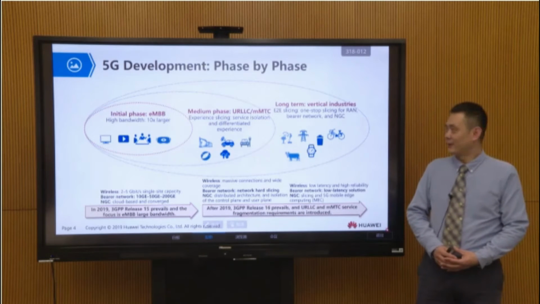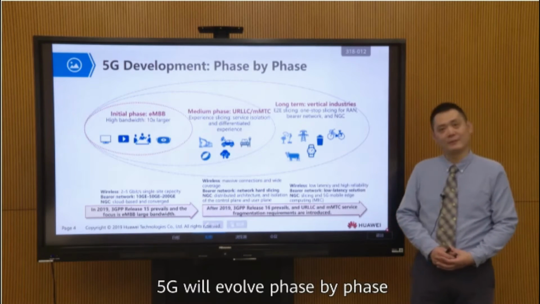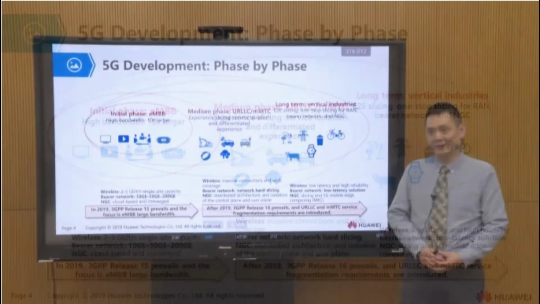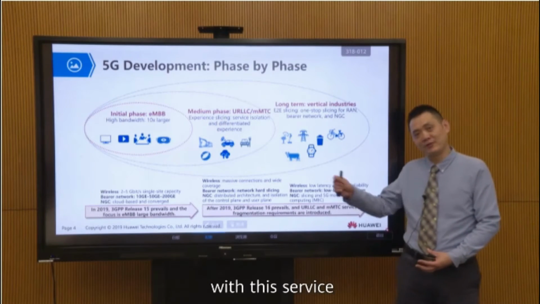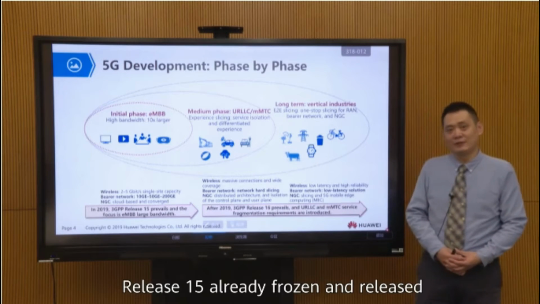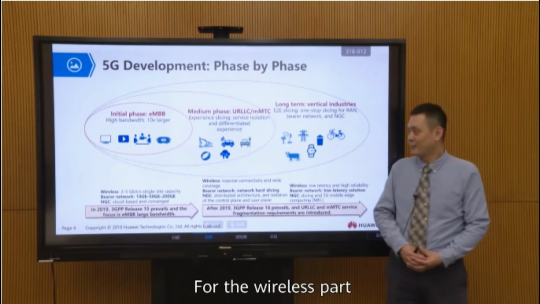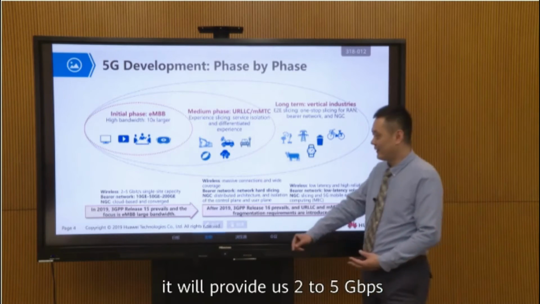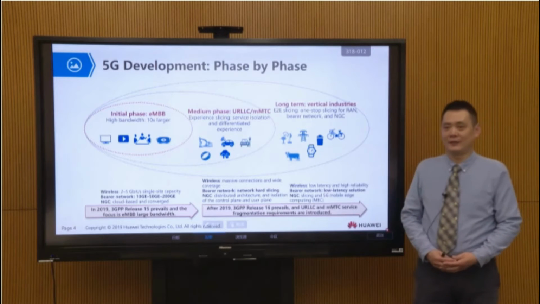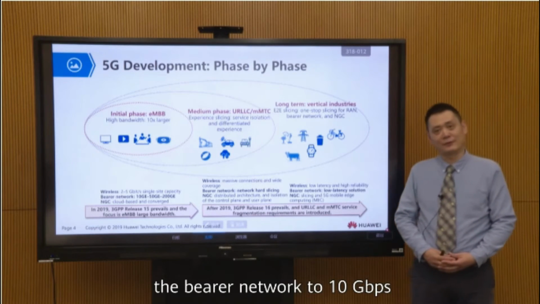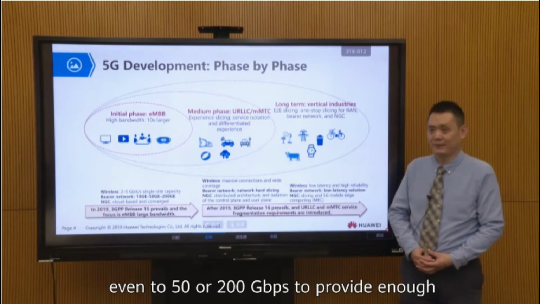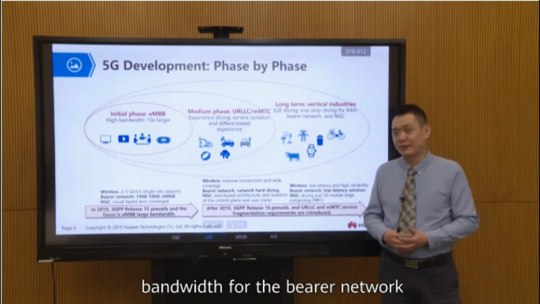For 5G deployment, 5G will evolve phase by phase. The initial phase for 5G will be the EMBB, the Enhanced Mobile Broadband. And nowadays, most of the network is deployed with this service, EMBB. Based on release 15, because for EMBB, release 15 already frozen and released. For the wireless part, it will provide us 2 to 5 gigabit per second for the capacity. For the barrier network, we will need to upgrade the barrier network to 10 giga, even to 50 or 200 gigabit per second Ethernet to provide enough bandwidth for the barrier network, transmission network.